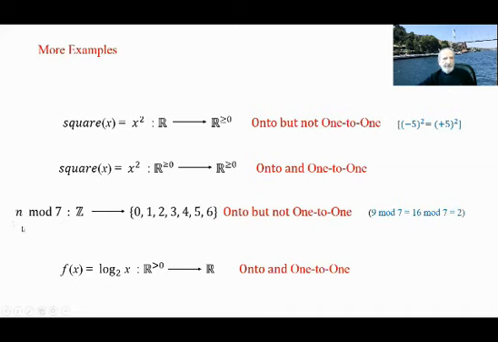This function here, n mod 7, from Z into 0, 1, 2, 3, 4, 5, 6, this is an onto function, but it's not one-to-one, because as you can see, 9 mod 7 is 2, and 16 mod 7 is also 2. The function log base 2 of x from the set of positive real numbers to the set of real numbers is onto and one-to-one. That's the inverse function of the 2 to the power x function.